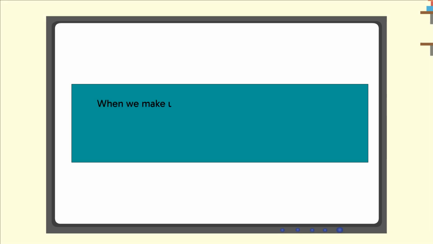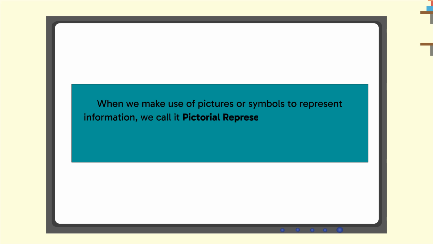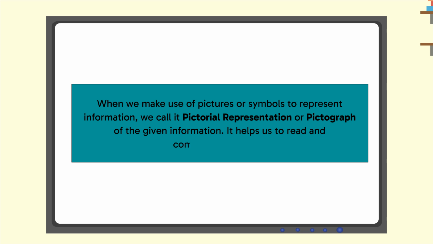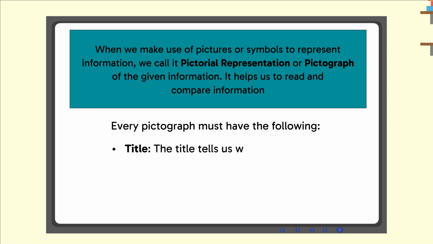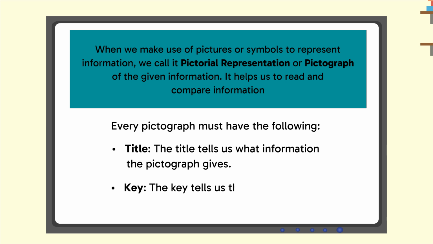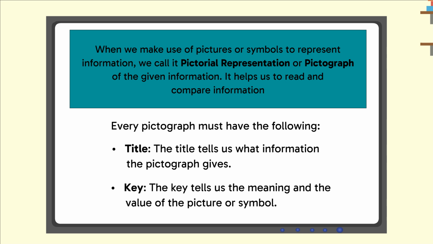Pictograph. When we make use of pictures or symbols to represent information, we call it pictorial representation or pictograph of the given information. It helps us to read and compare information. Every pictograph must have a title which tells us what information the pictograph gives, and a key which tells us the meaning and the value of the picture or symbol.